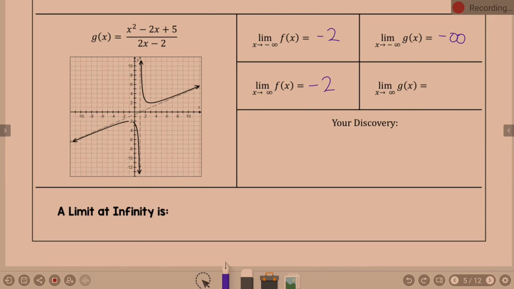infinity. On the other end, then, the limit as x approaches positive infinity of g of x. That's following the slant asymptote up, so we're looking at positive infinity.